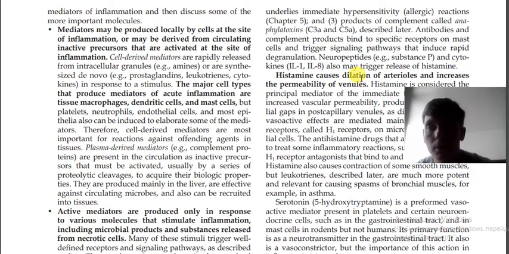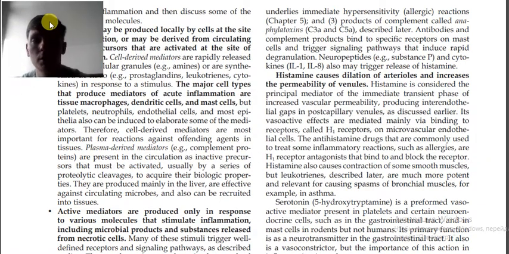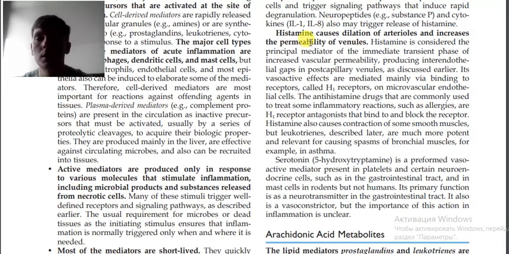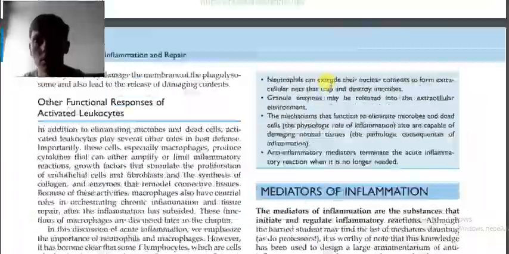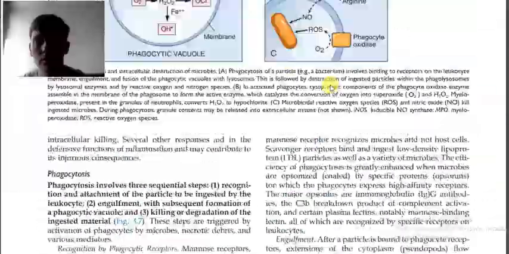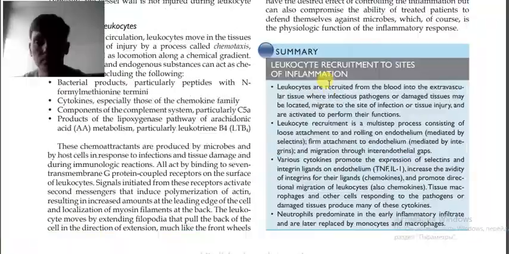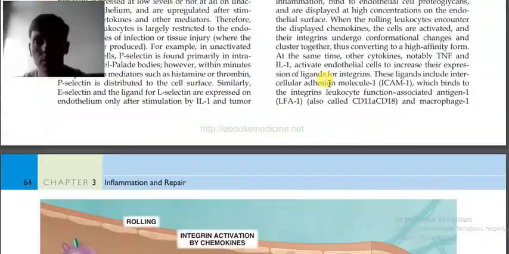Neuropeptides like substance P and cytokines may also trigger release of histamine. Later, in clinical subjects, you'll discuss what substance P is and how it is responsible. Then histamine causes dilation of arterioles and increases the permeability of venules. Histamine is considered the principal mediator of the immediate transient phase of increased vascular permeability. Remember the diagram; I showed it to you at the beginning of the lecture, and I'll try to show it to you again.